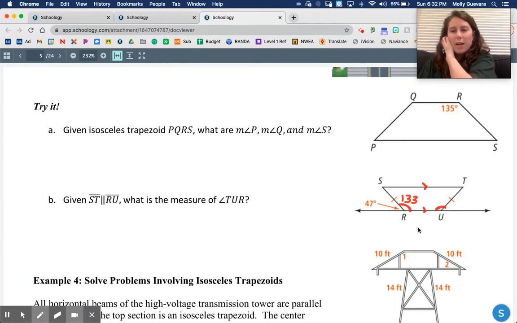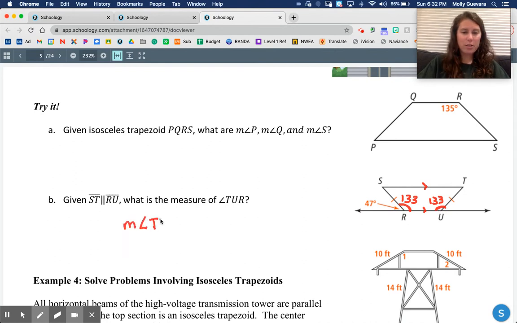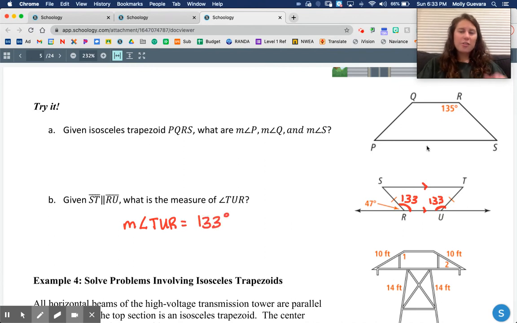Well, if that is 33, the other base angle on the same base has to be the same because it's an isosceles trapezoid. So the measure of angle TUR is equal to 133 degrees. So it's just like piecing in those missing puzzle pieces as you go.